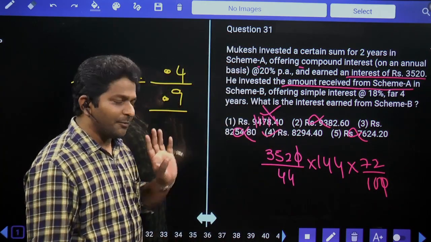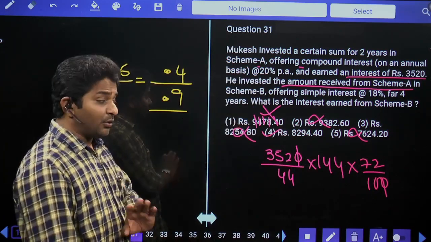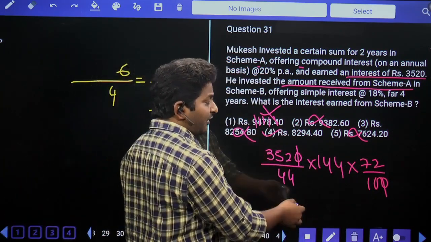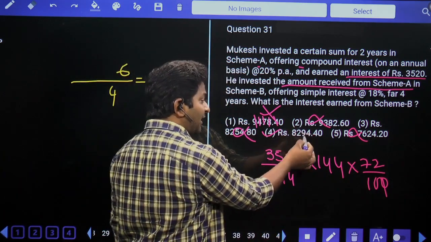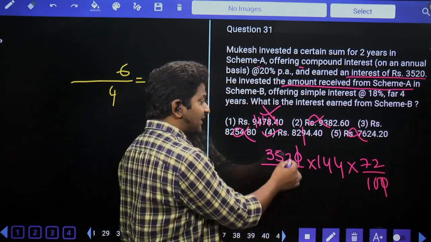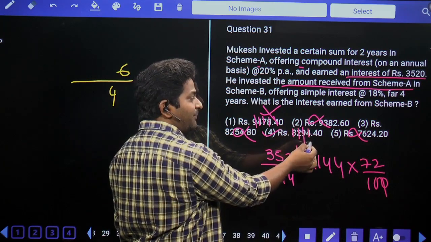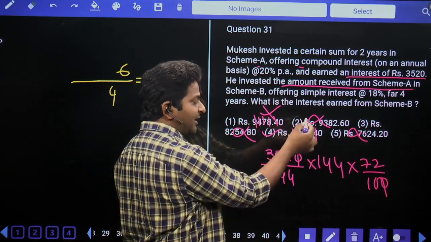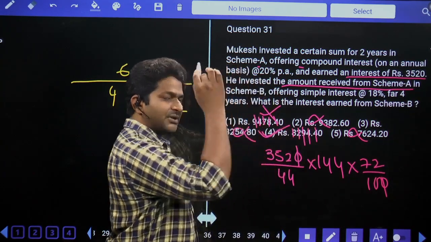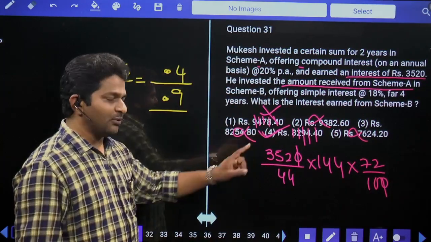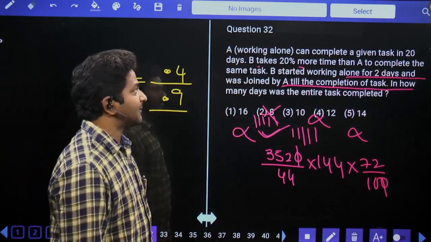Hence, there is only one option left and that has to be your answer. You don't have to verify it. Even if you want to verify, that is going to be a waste of your time. 9, straightforward, you can cancel it. 8 plus 1, 10. 10 plus 4, 14. 14 plus 4, 18. 18 is a 9 multiple. Fourth option is a 9 multiple. Hence, there is only one 9 multiple. Fourth option is our final answer.